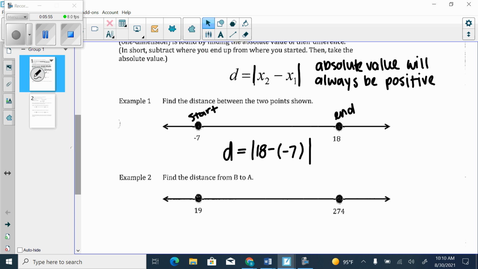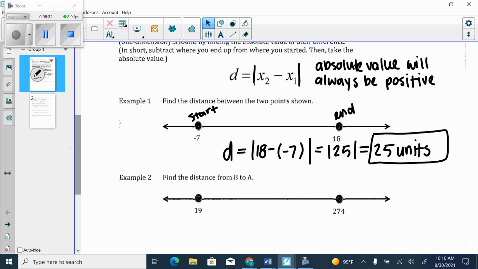Okay? So because the formula had a negative and our start point had a negative, 2 negatives are going to give us a positive. So I really have 18 plus 7, which is good. So I end up with the absolute value of 25. 25 is already positive, so even though it's in the absolute values, it's not going to change. My answer is just 25. The distance between these 2 points is 25 units. Okay?